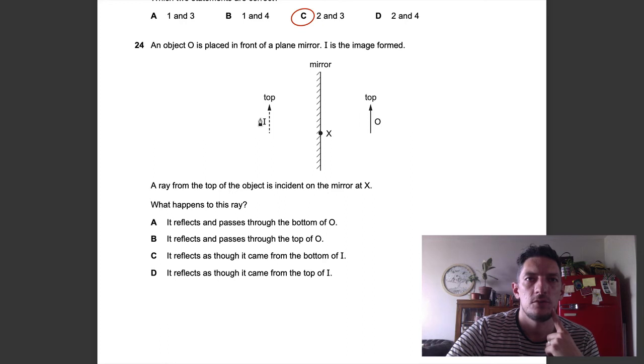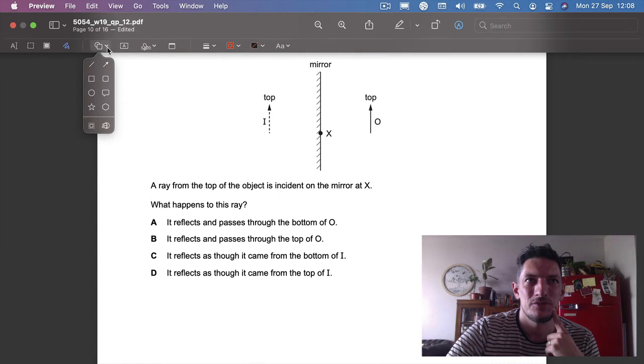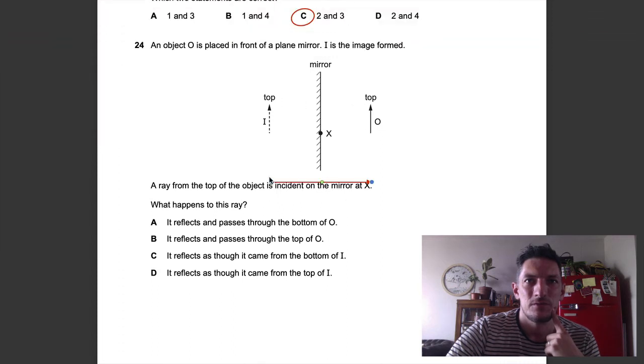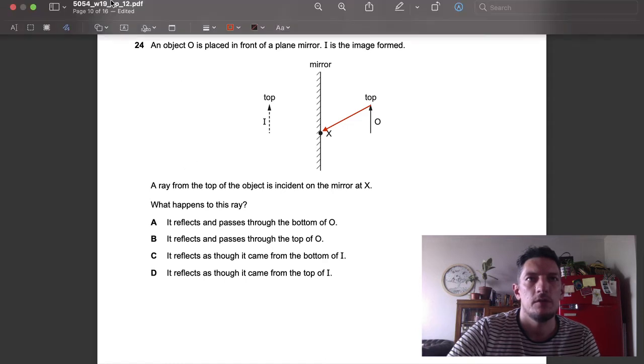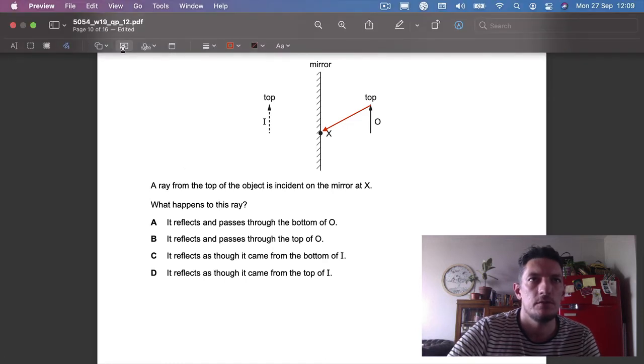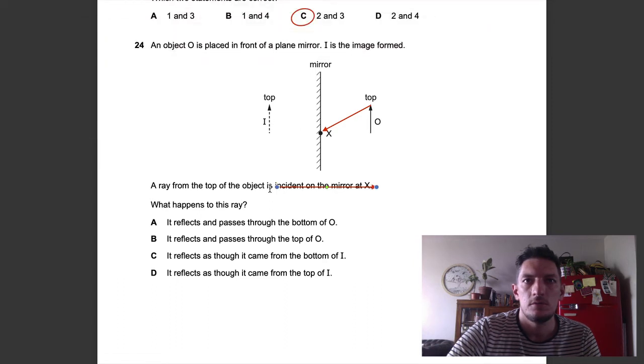Okay. An object placed in front of a plane mirror, and there's the object, and there's the image. A ray from the top of the object is incident on the mirror at X. I'm actually going to draw that for us. So we've got a ray coming from the top of the object, going down to X. Cool. Now what's going to happen to this ray? Well, it's a mirror, so it's going to reflect. So it should do this, like that.